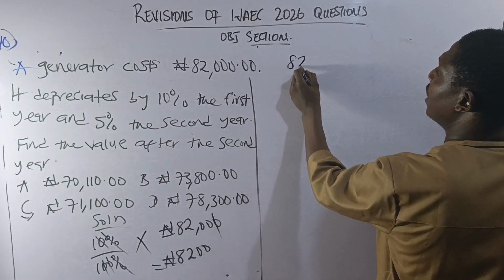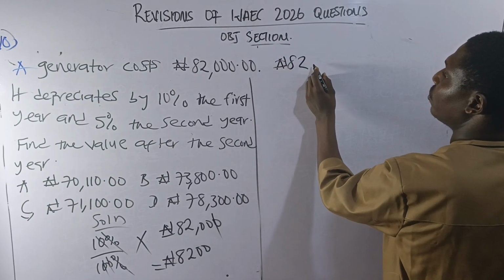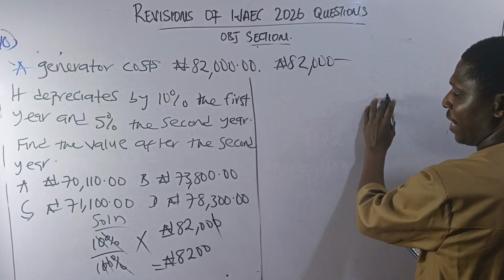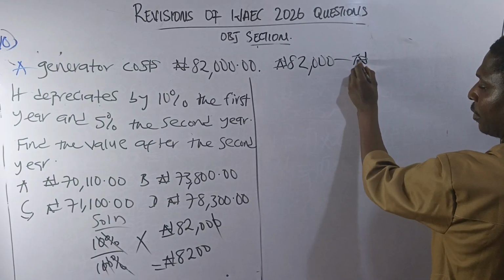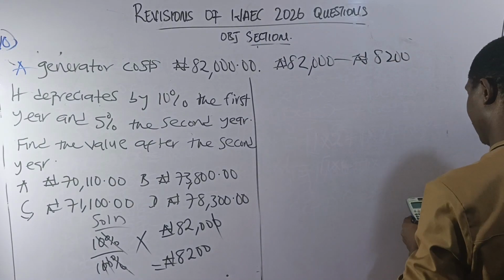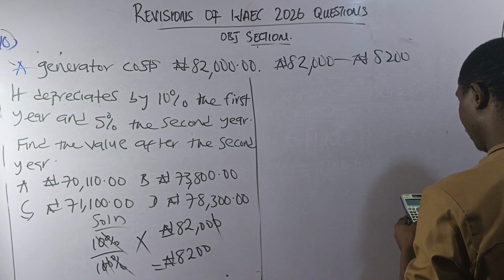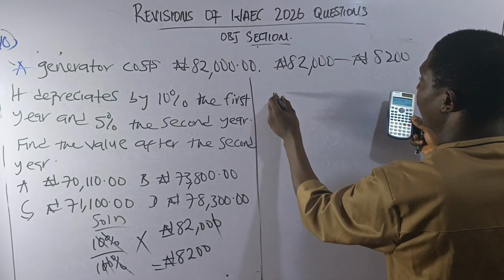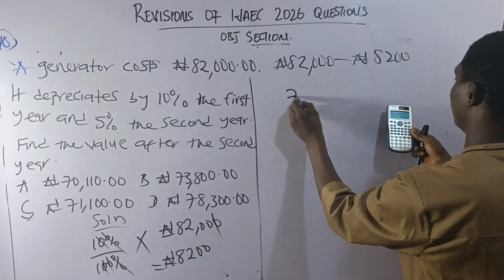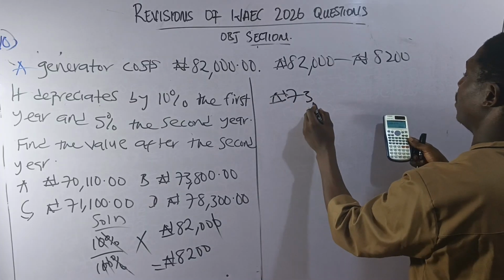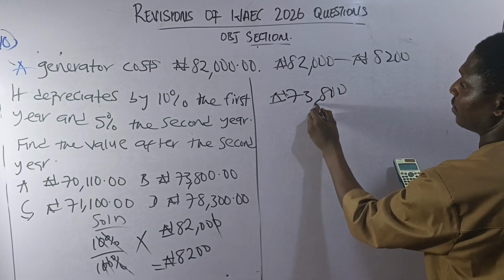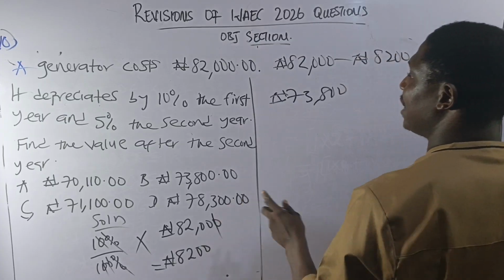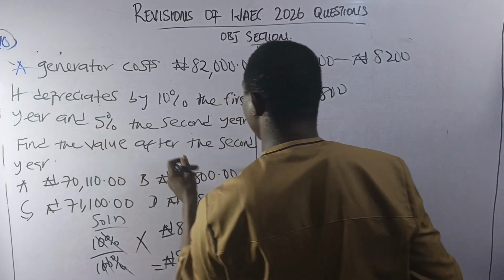So after the first year, at the end of the first year, I'll have this amount. Where's the amount? 82,000 minus this value, 8,200. 82,000 minus 8,200. And that will give me the amount at the end of the first year to be 73,800.